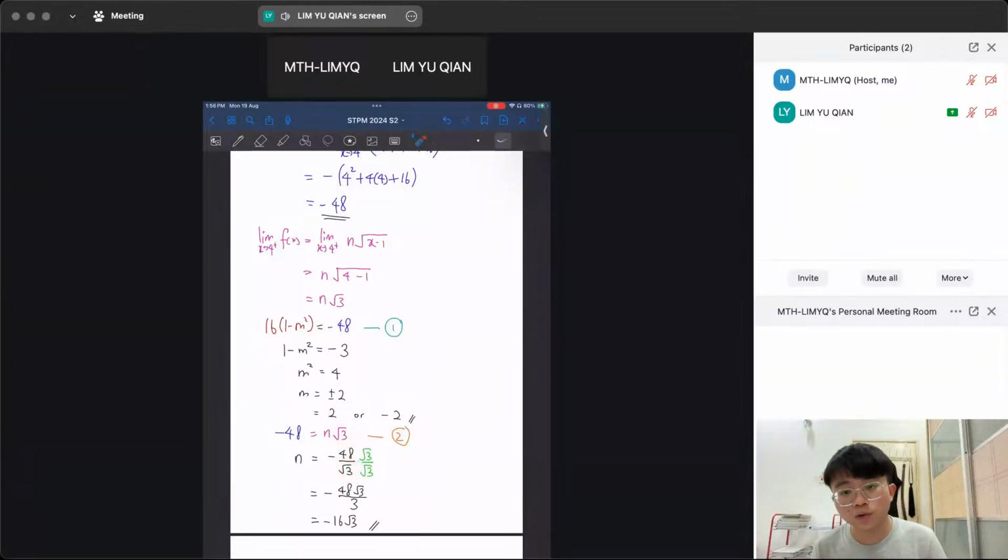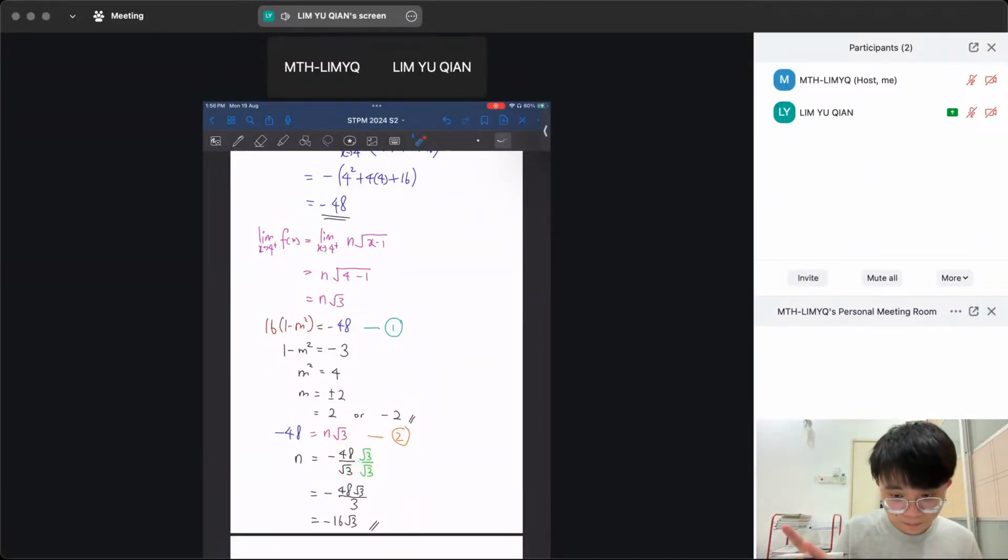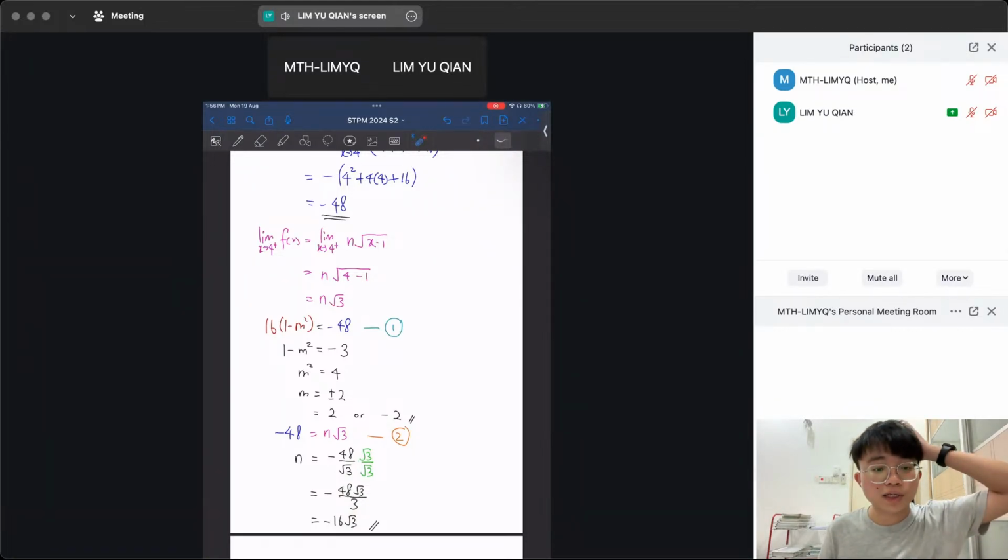They say exact value. So what they want, you cannot put the square root in the denominator. You must rationalize. So that's why you should multiply by square root 3 over square root 3. So 3 here, 48, so negative 16 square root 3. So these are the two values.